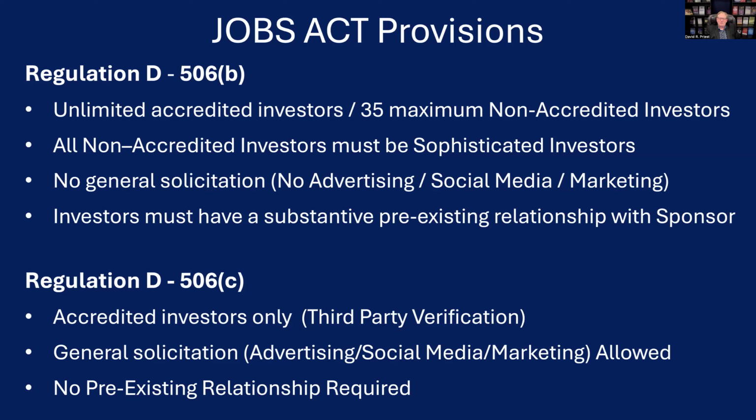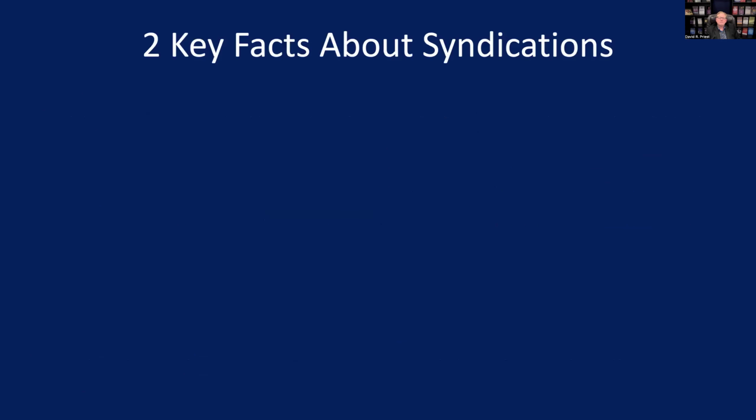If you're a 506B, realize you need to know the sponsors, you need to get on people's lists, you need a network, and you have 35 maximum non-accredited spots. So if you have a deal you like, you need to figure out if you're going to get on the deal or not and get into the deal before the spots fill up.